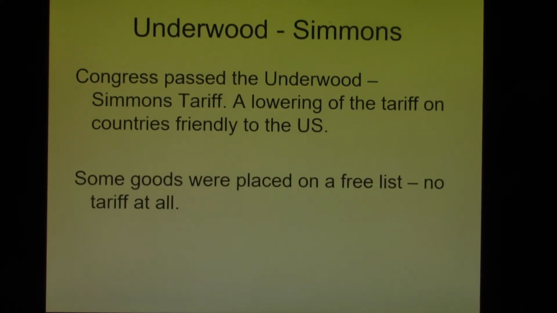One of the tasks that the progressives want is a lower tariff, and it is in the Wilson administration that the Underwood-Simmons tariff will be passed. The Underwood-Simmons tariff is going to lower tariffs on all goods that are coming into the United States. The United States hopes that if we lower the tariff, other countries will lower the tariff on us. The United States will actually say that some items have no tariff at all. This is what is called a free list.